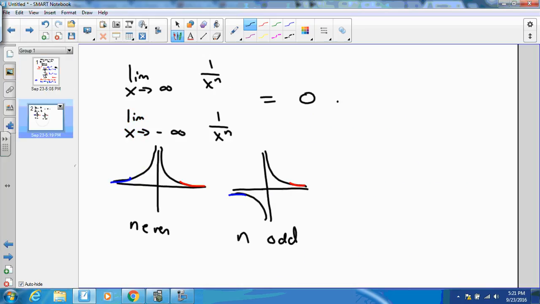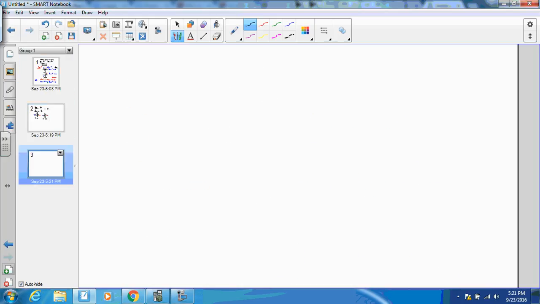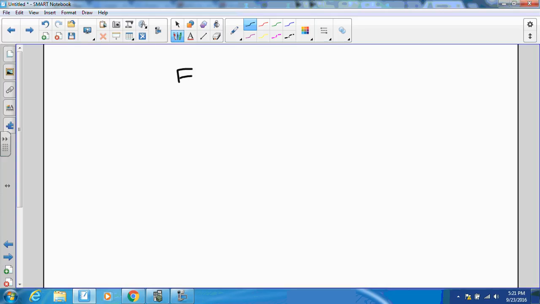Now, to put all of this together to finding limits of rational functions, we need just one more piece of information. We need to talk about end models.